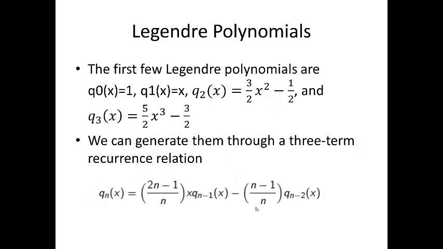The first few Legendre polynomials are q0 of x equals 1, q1 of x is equal to x, q2 of x is equal to 3/2 x squared minus 1/2, and q3 is 5/2 x cubed minus 3/2. We can generate them through a 3-term recurrence relation, and so putting this into a computer or doing the recurrence relation shouldn't give you much problems at this point, and you can derive higher order Legendre polynomials.